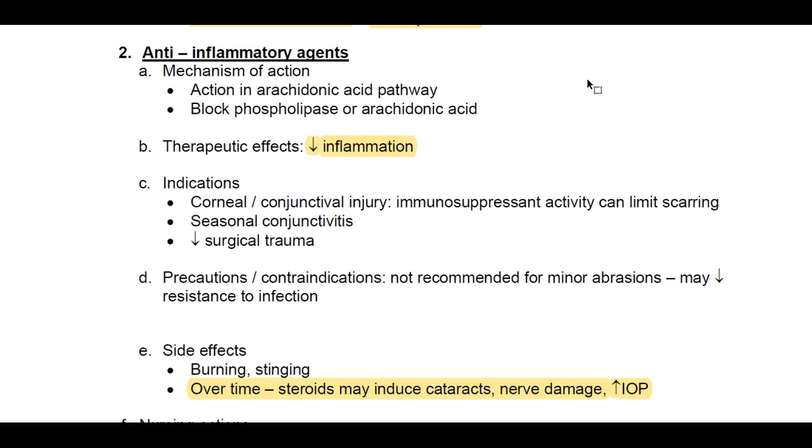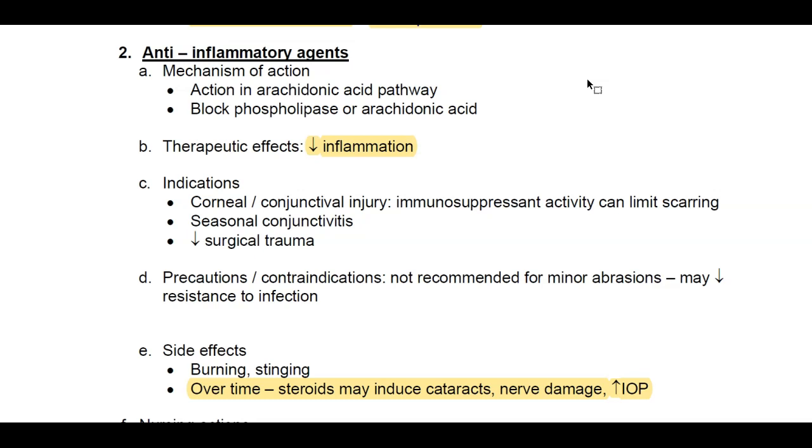The therapeutic effect of an anti-inflammatory would be a decrease in inflammation. Indications for these drugs include corneal and conjunctival injury, seasonal conjunctivitis, and decrease in surgical trauma. Possibly a patient had surgery and we expect them to have some inflammation or swelling in that area, then we may need to administer these anti-inflammatory agents.